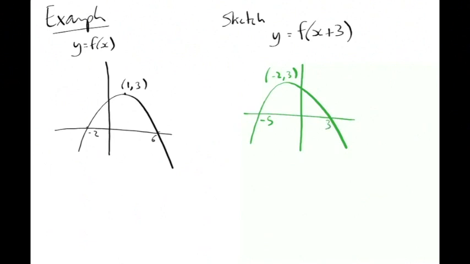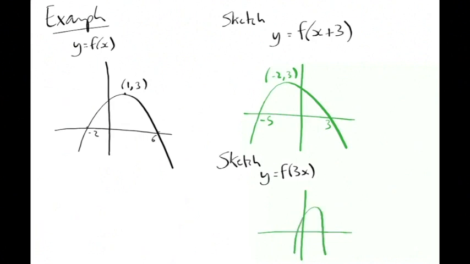Another thing it's asking us to do is to sketch y equals f of 3x. Again, we're messing with the x. So what we're going to do is we're going to squash it towards the y-axis by 3. So what used to be 6 is now 2. What used to be minus 2 is now minus 2/3. And that maximum point is going to be 1/3. The y value is still exactly the same, so we've squashed it towards the y-axis.